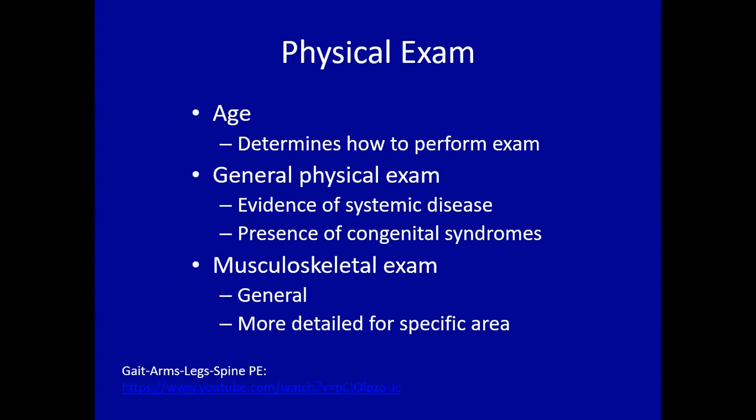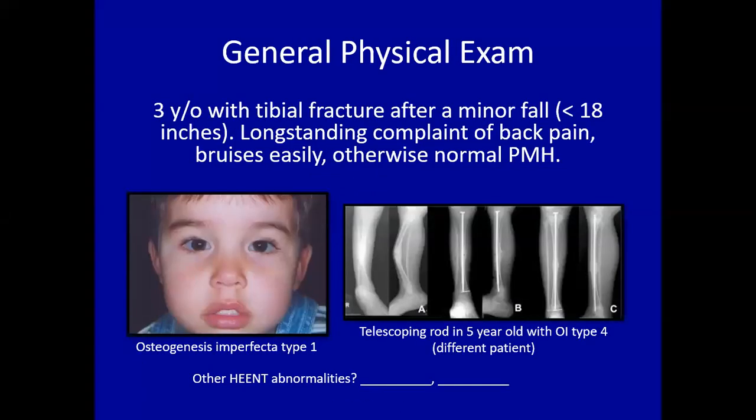Physical exam. Age is always going to determine how the exam is performed and what things we're actually looking for. We're going to look for signs of systemic disease, presence of some congenital syndromes based on morphology, and then a general musculoskeletal exam, and then a more detailed specific exam as needed. There is a YouTube video link here on assessing the pediatric gait and just a general presentation, which is helpful.